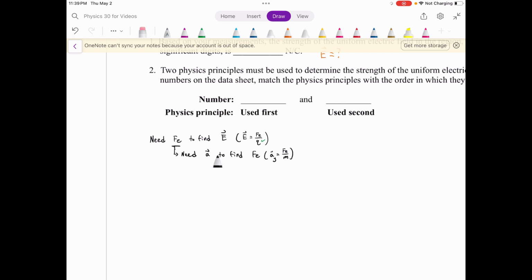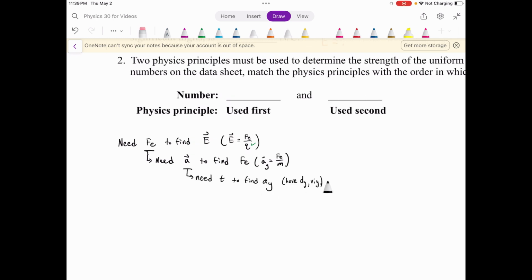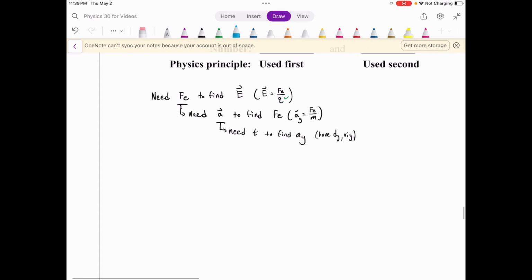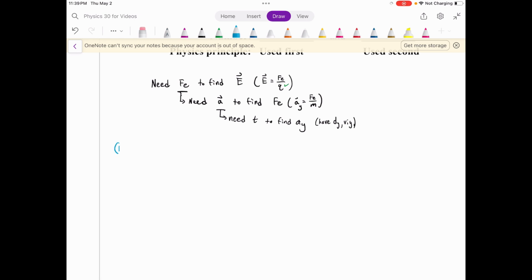With acceleration, we can find the electric force. With the electric force, we can find the electric field, right? So we'll find the time. We'll use that to get the acceleration. We'll use that to get the force. And finally, we'll use that to get the electric field. So let's jump in. Here we go. Execute the plan that we've just set up. Step 1, we need to find the time, and we'll do that in the x-axis.